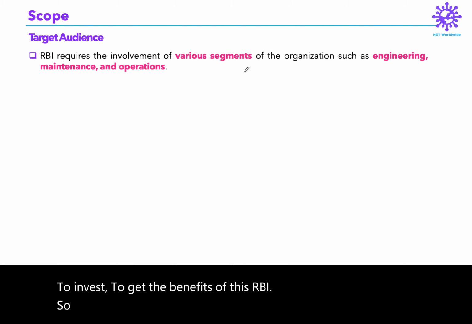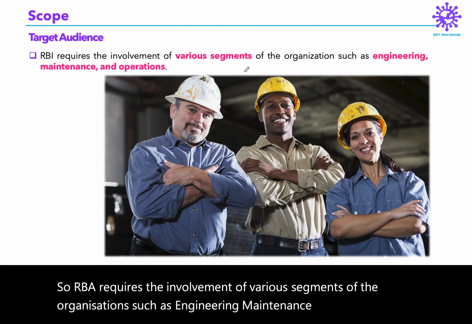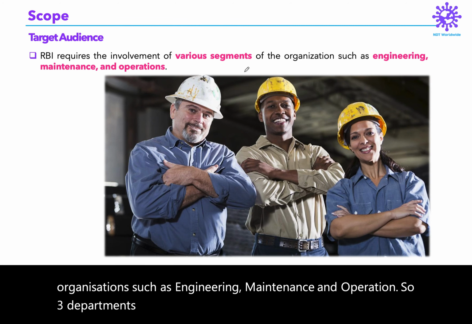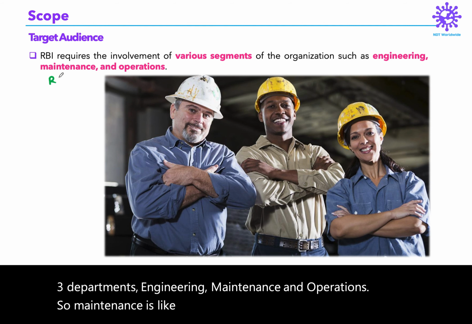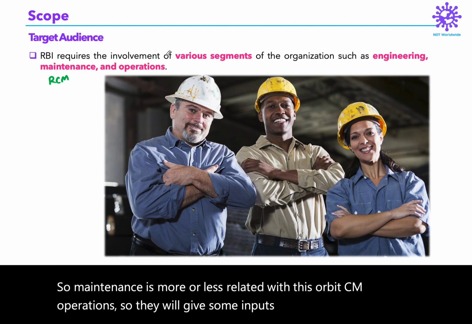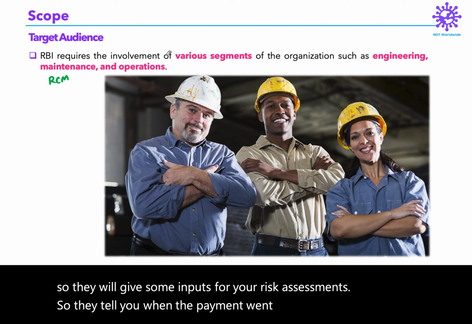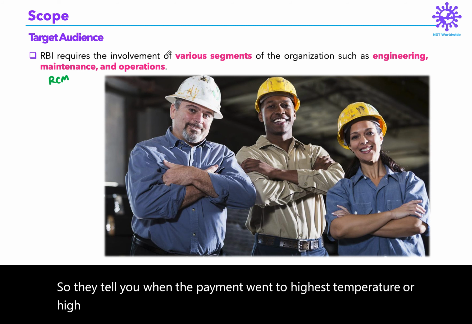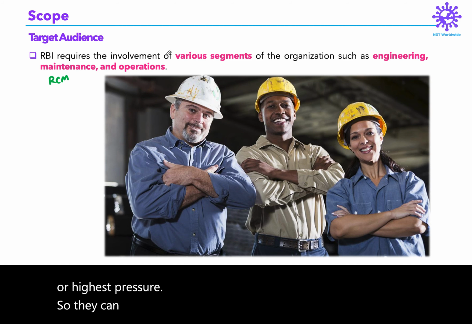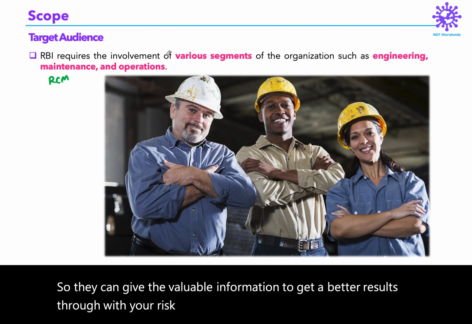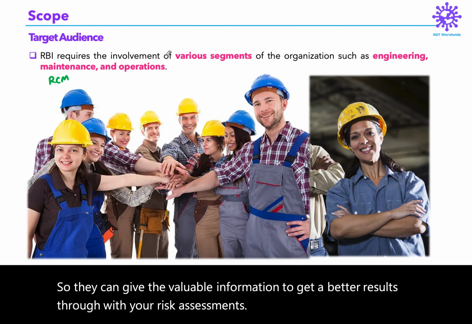So RBI requires the involvement of various segments of the organization, such as engineering, maintenance, and operation. So three departments: engineering, maintenance, and operations. Maintenance is more or less related with operations. So they will give some inputs for your risk assessments. They tell you when the equipment went to highest temperature or highest pressure. So they can give valuable information to get better results with your risk assessments. Okay, it's a kind of teamwork.